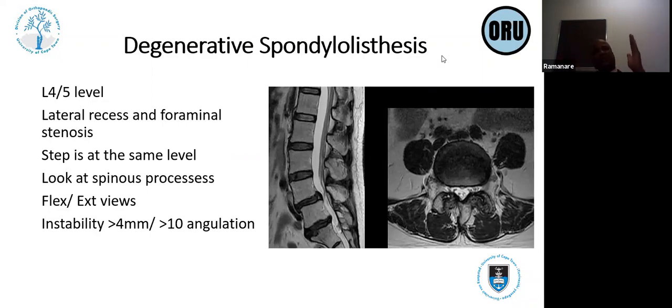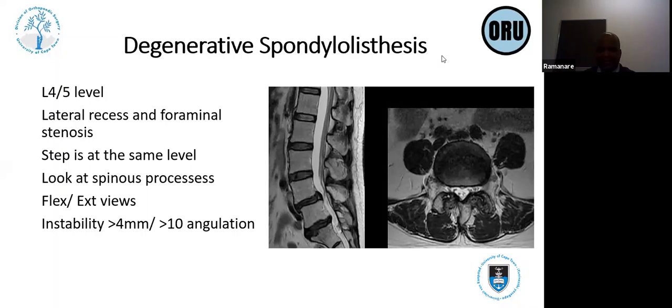A degenerative listhesis will hit L4 in the foramina, in the neural foramina, and L5 in the lateral recess. Okay, this is very important because this is how you differentiate the two. Also, clinically, Prof. Dan loves to ask this question: what is the difference between the step in a degenerative listhesis and an isthmic listhesis?